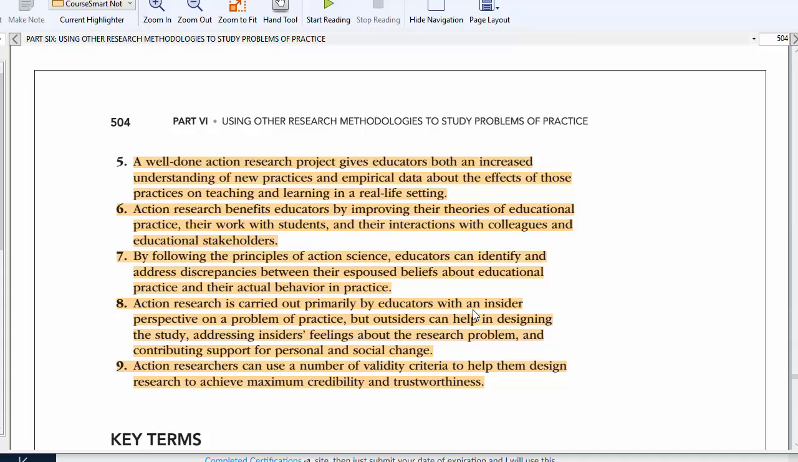All right, now you see it, the heavy-handed highlighter. Idea number 5 here, important ideas. A well-done action research project gives educators both an increased understanding of new practices and empirical data about the effects of those practices on teaching and learning in real life.